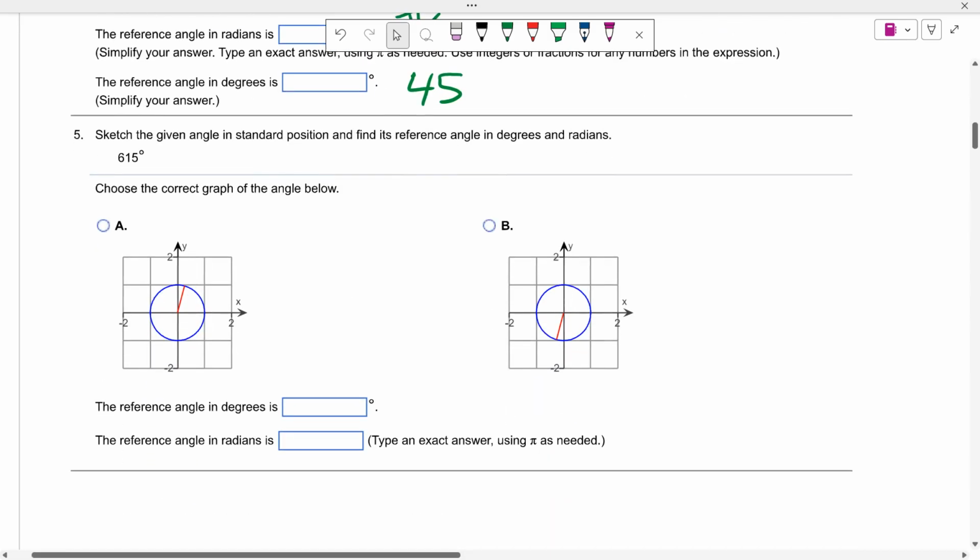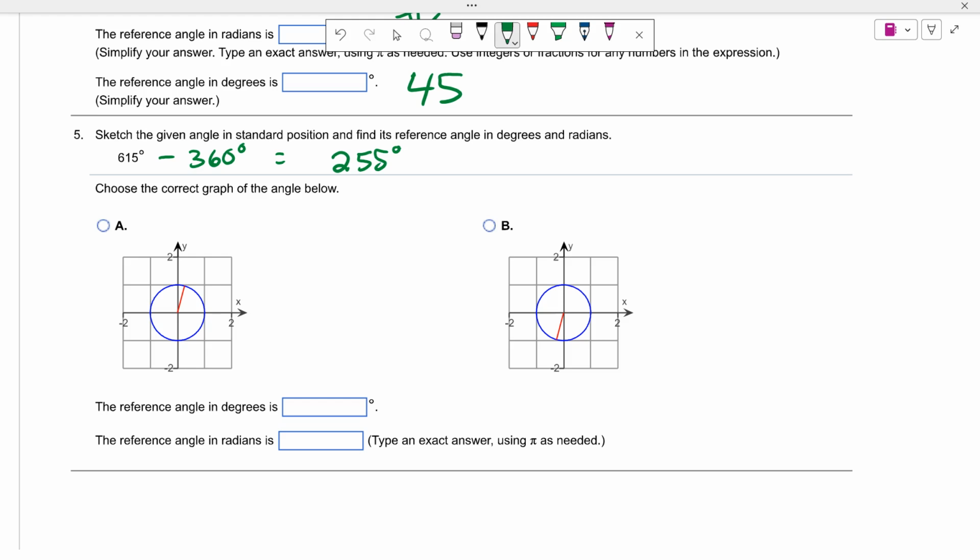615 degrees. That's nowhere on your unit circle. So before we can find a reference angle, I need to find a coterminal angle. How do I find a coterminal angle? Subtract 360 degrees. If I subtract 360 degrees, I get 200 and what? 55 degrees. Okay? 255 degrees.